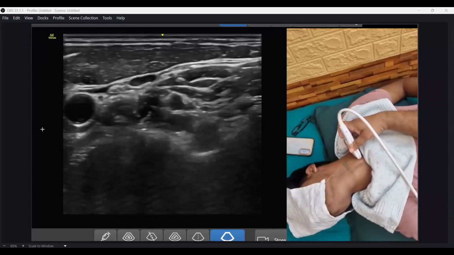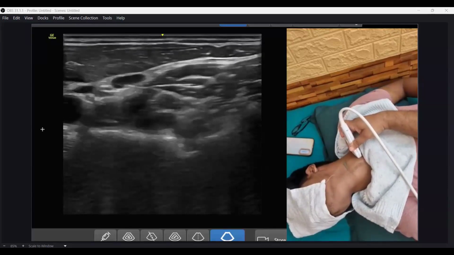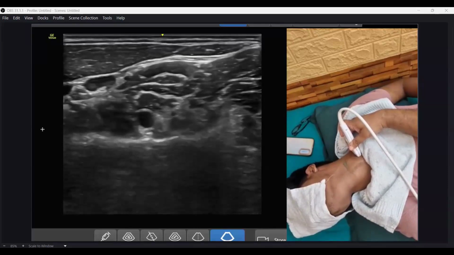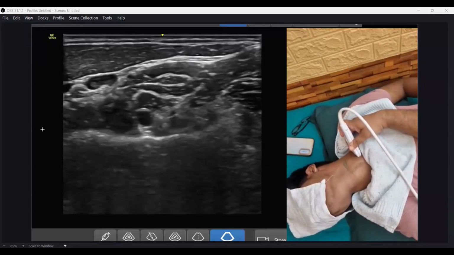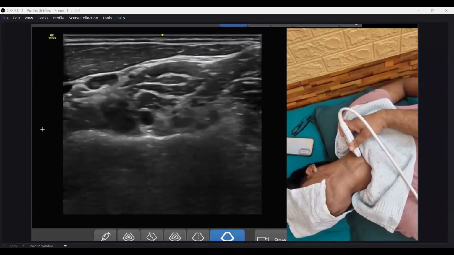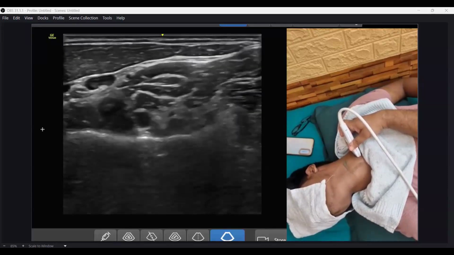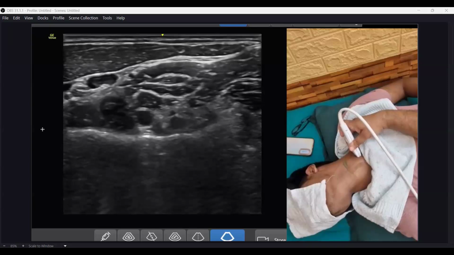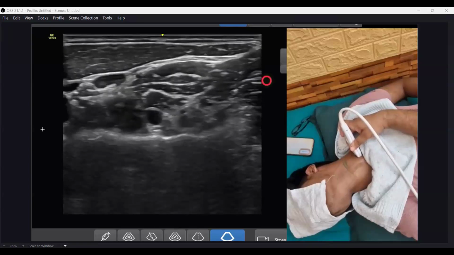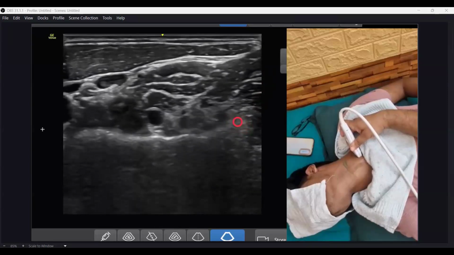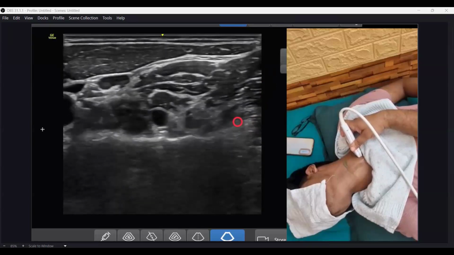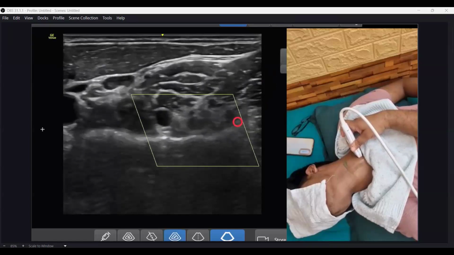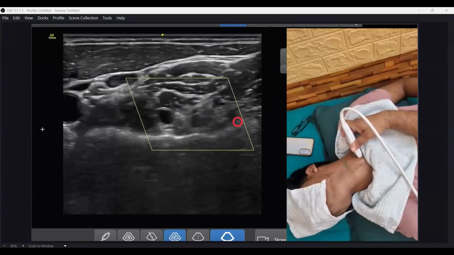Okay. Now we are at the lower level. So here you can see the C7. At C7 we can only see the posterior tubercle, the anterior tubercle is not seen. So here lies the posterior tubercle of it. We are not able to see the anterior tubercle. And here, if you give color, we will be able to see the artery.